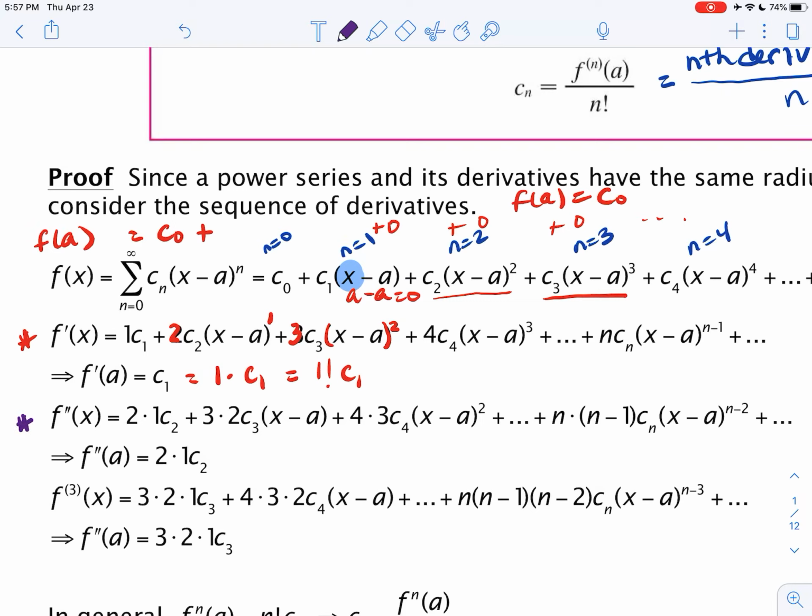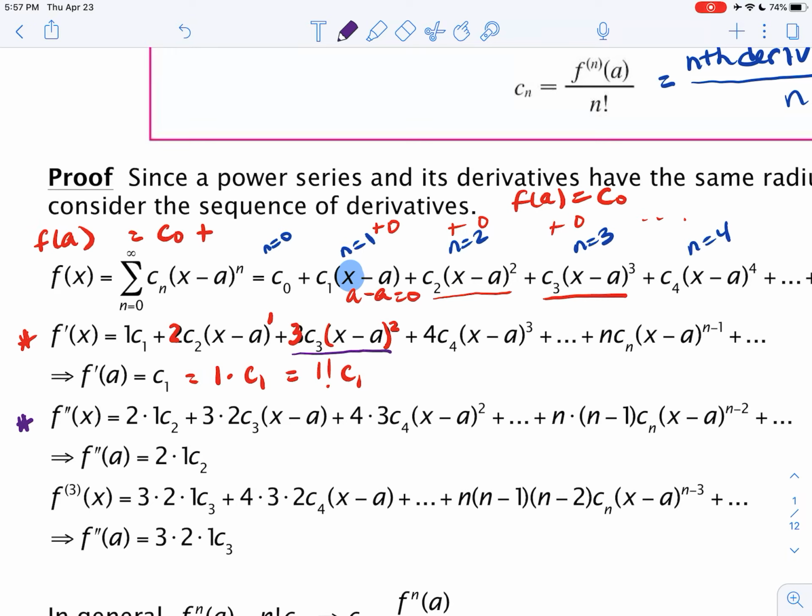Now again, I'm just going to do the very same thing. I'm going to take another derivative, the second derivative, and that is going to be the derivative of the first derivative. And so I begin again. The derivative of c sub 1 is 0, but now if I take the derivative of the first term, 2 times c sub 2 times (x minus a), I get 2 times 1 times c sub 2.